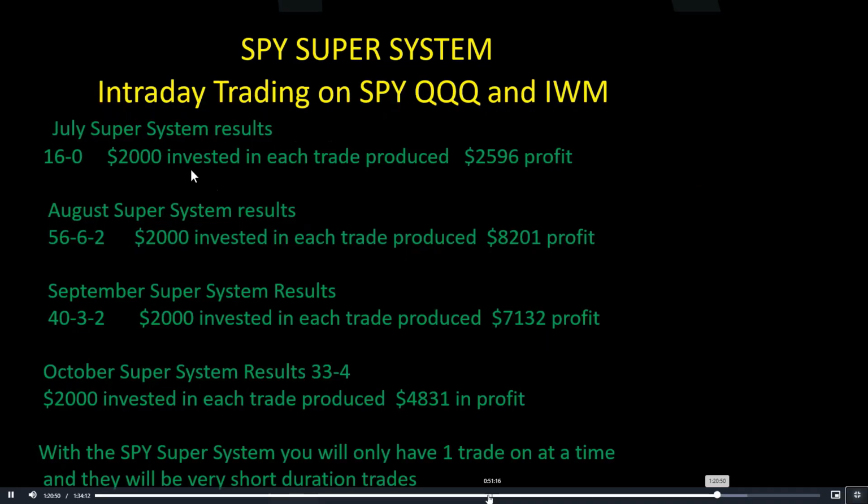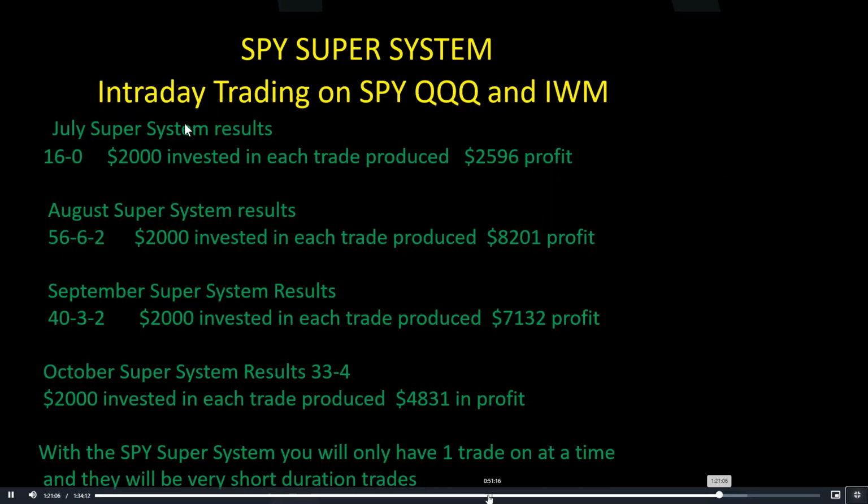And the SPY Super System I would talk about briefly. This is for folks who want an intraday trade. This is for intraday trades off a 5-minute chart. Well, you can do it off a 2-minute chart, but I do it off a 5-minute chart. On the SPY, the Qs, the IWM, or the futures.